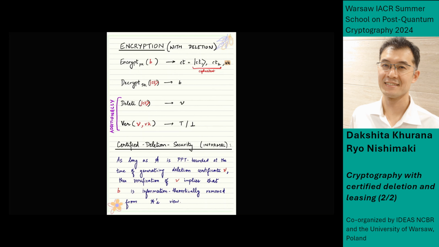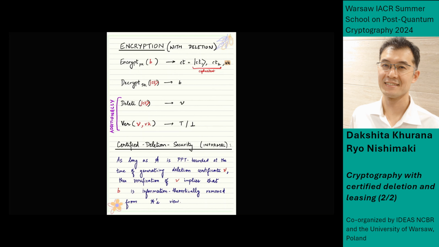We know that we cannot achieve public key encryption with information theoretic security. Here is something in between computational security and information theoretic security. Before we check that the certificate is valid, it is computationally secure. However, after we check that the certificate is valid, then we can guarantee information theoretic security.